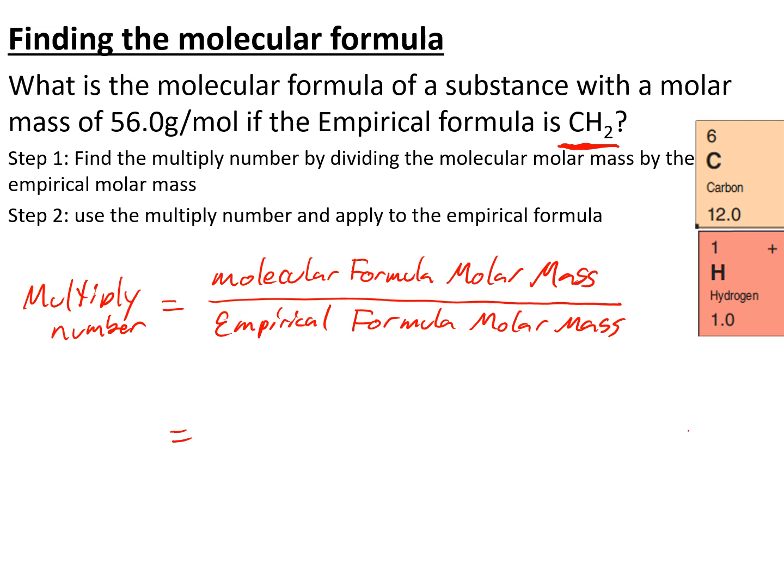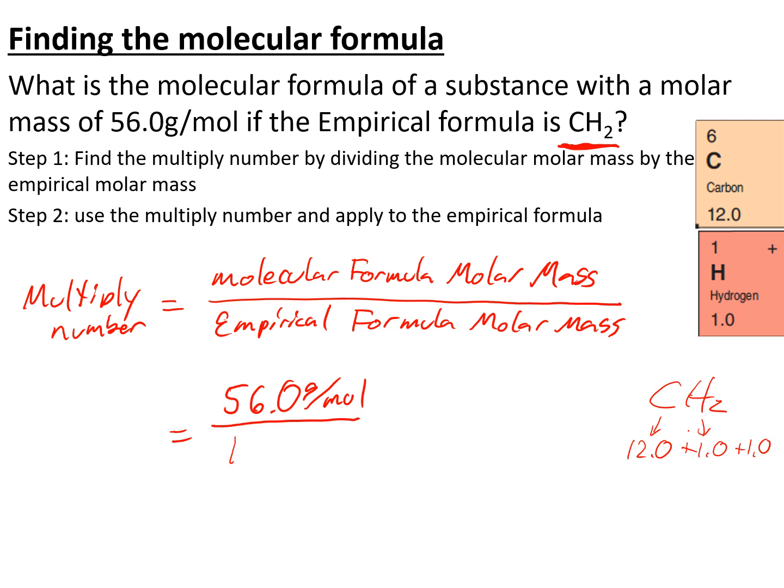So let's read the question. It says, what is the molecular formula of a substance with a molar mass of 56? So this question gives us the molecular formula molar mass. It says that the molecular formula molar mass is 56.0 grams per mole. Now we need to find out what the empirical formula molar mass is. So the empirical formula is CH2. C is going to be 12.0. H is 1.0, but there's two of them. So when we add that up, 12 plus 2 is 14.